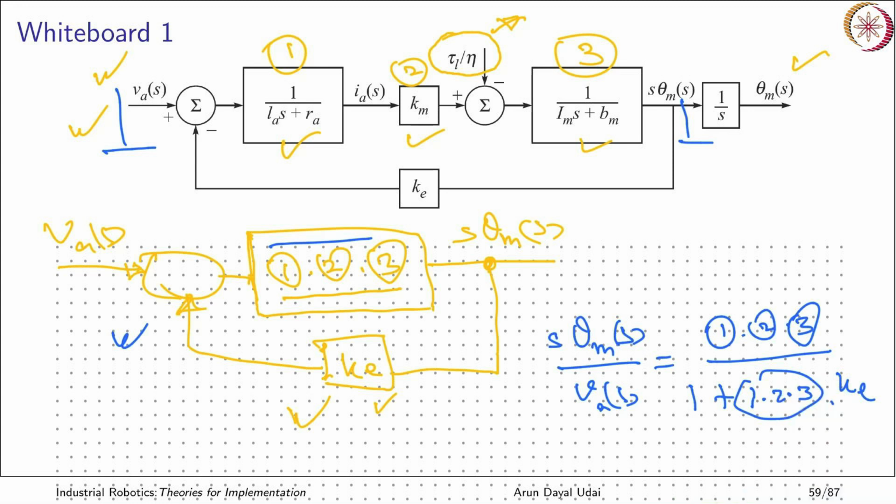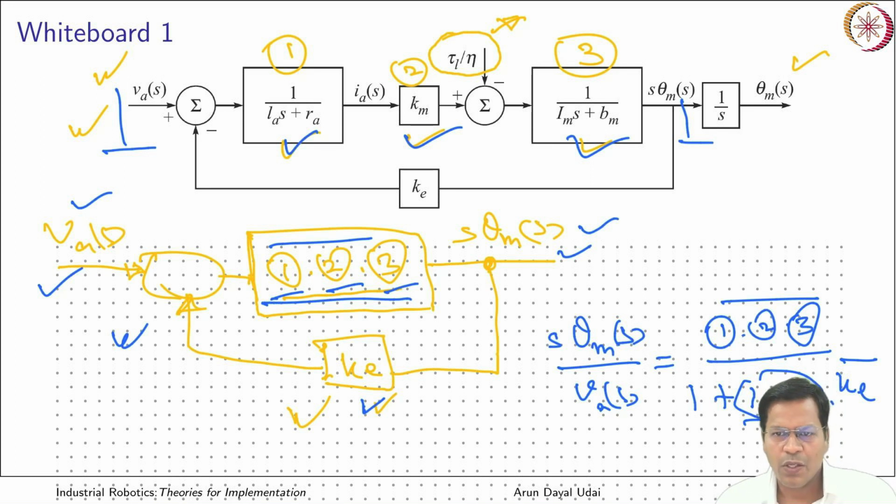Okay, so this is what I am talking about. Output by input should be equal to the product of the terms 1, 2 and 3, which are shown here, here and here, divided by 1 plus G(s)H(s). That is K_E that comes here, and this one goes here and here. So output is this, input is this. This is the first thing that is there.